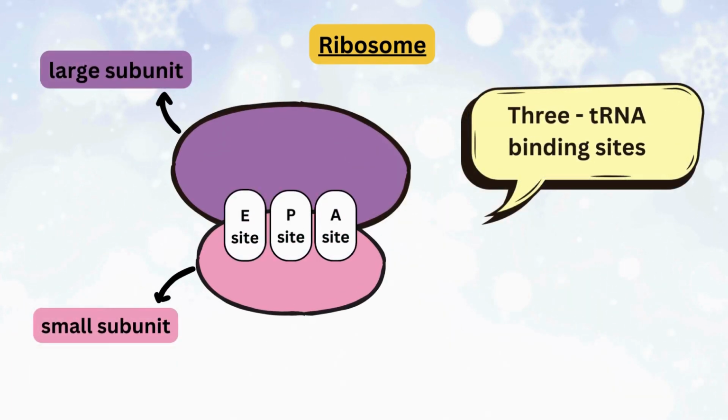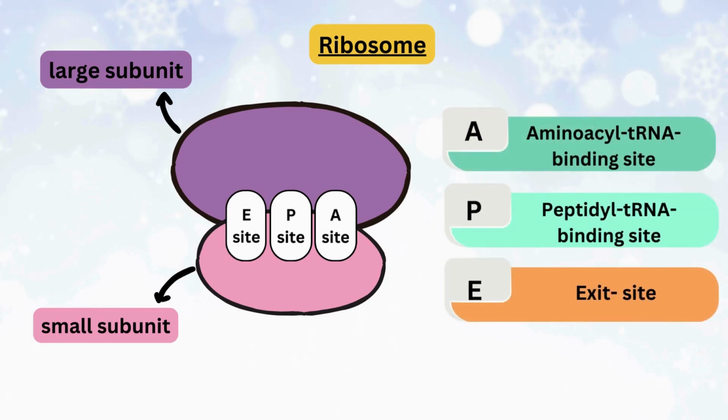Now the important thing which you have to remember is that the ribosome has 3 binding sites: A site, P site and E site. The A site is the aminoacyl tRNA binding site, the P site is the peptidyl tRNA binding site, and the E site is the exit site. The function of these sites will become more clear when we discuss the translation process in detail.